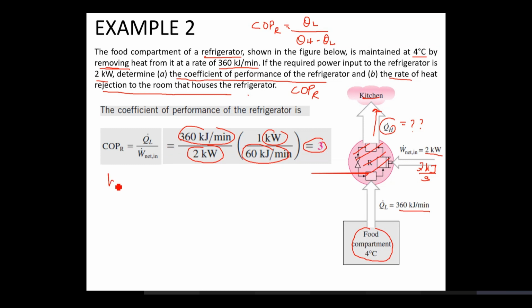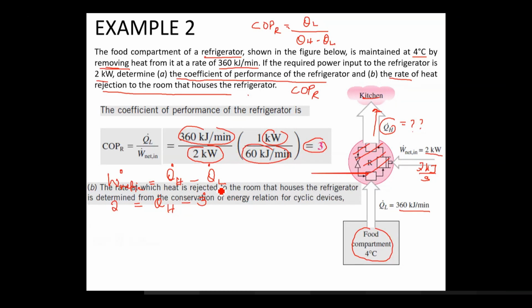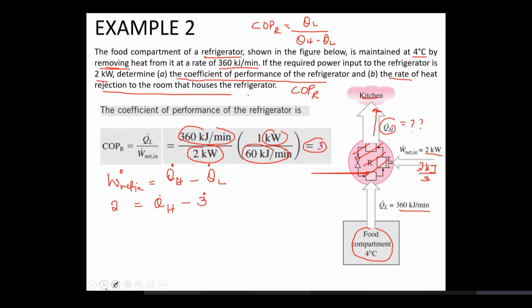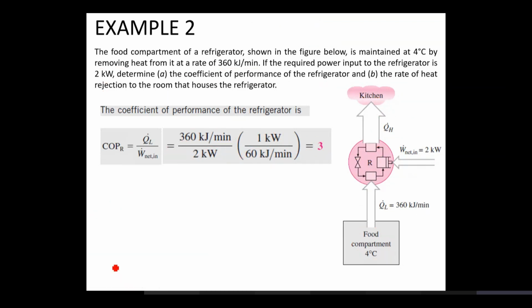Again, now you have work net in given to you, and it is essentially equal to QH minus QL. If you express all the values in terms of rate, you'll have dot on top of all the three values. Work dot net in is essentially 2 kilowatt. Q dot H is something that you have to find out. Q dot L is essentially 3. Essentially, just give me a minute. Here it is.